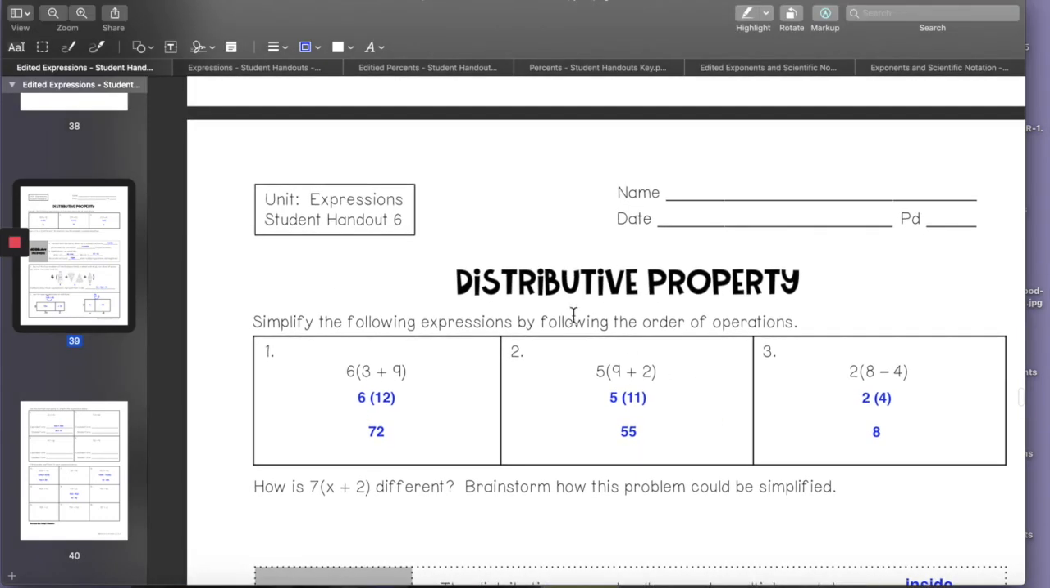Hello everybody. Today we have distributive property, and you may recognize this worksheet from class. We have done this before. So we're going to simplify the following expressions using the order of operations, which is PEMDAS: parentheses, exponents, multiplication, division, and addition and subtraction, moving left to right for both of those.